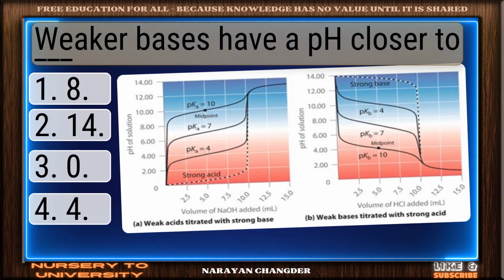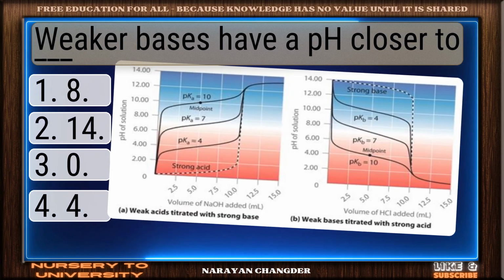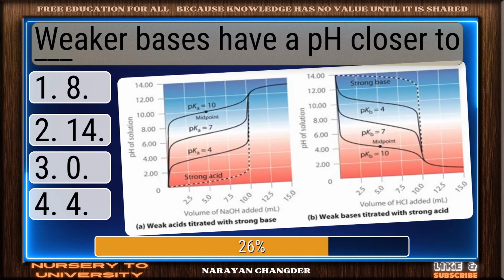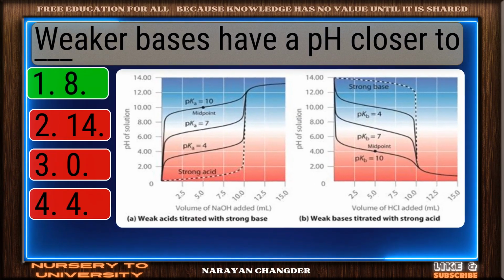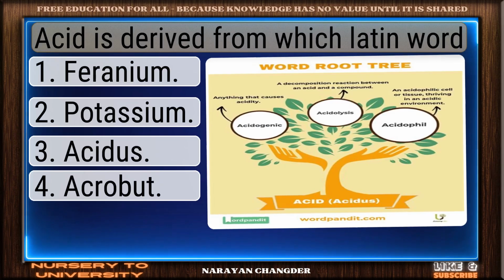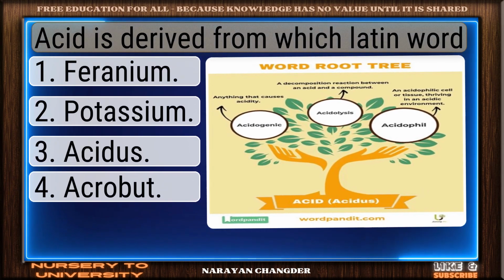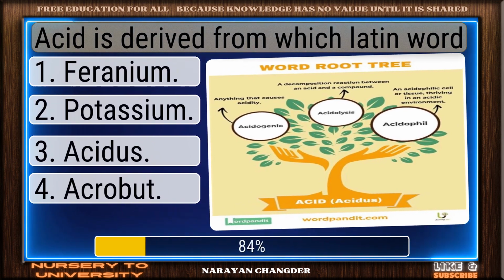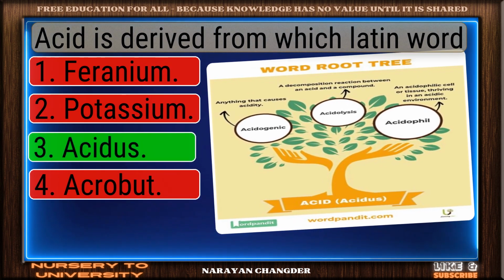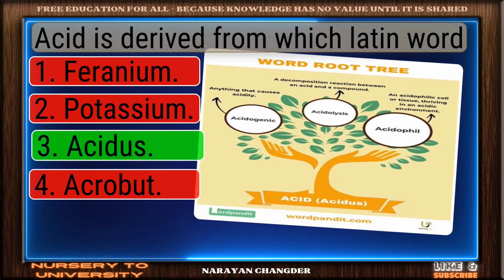Question number 37. Weaker bases have a pH closer to dash. Sharp thinking. 8 is the right choice. Question number 38. Acid is derived from which Latin word? Excellent. Acidus is a brilliant choice.